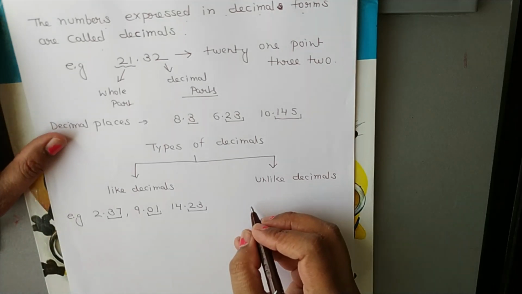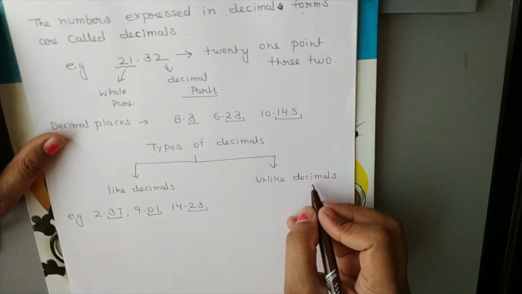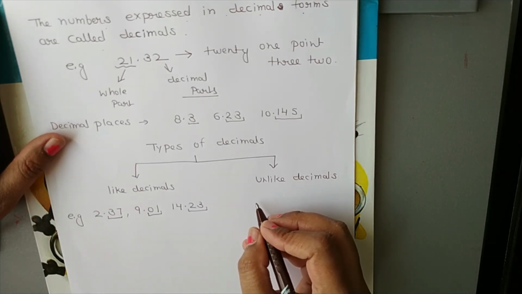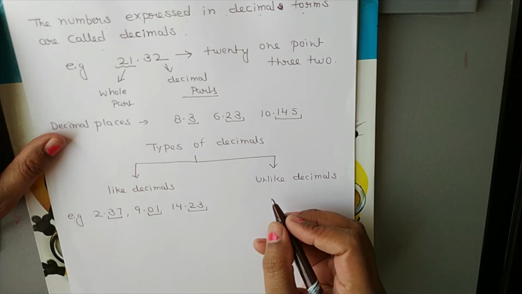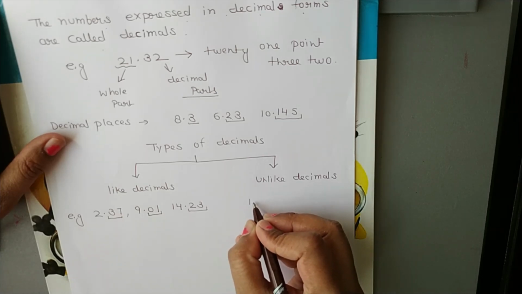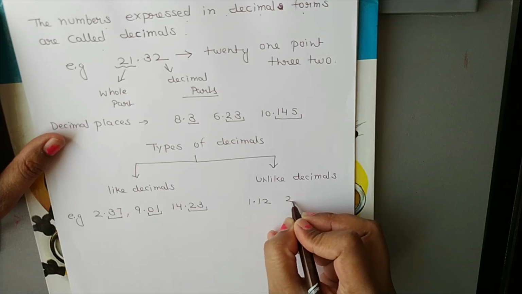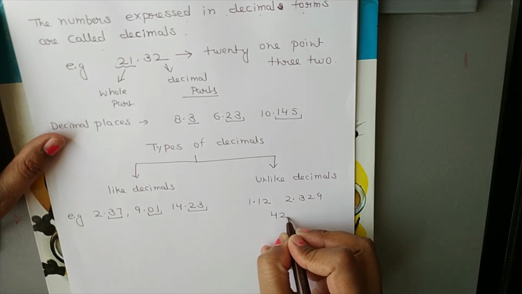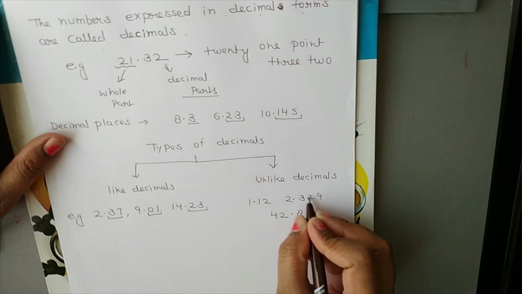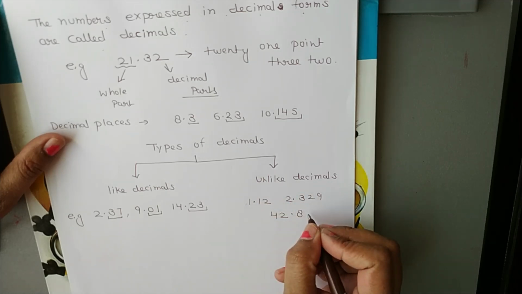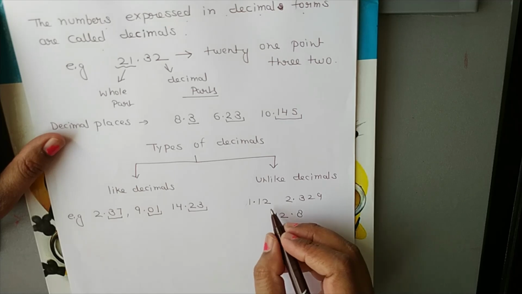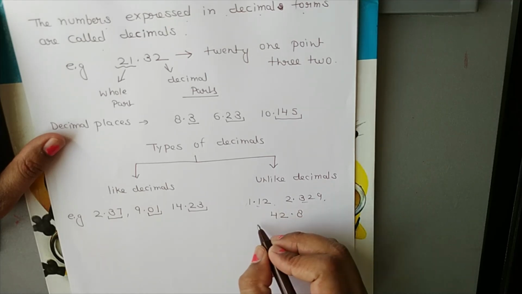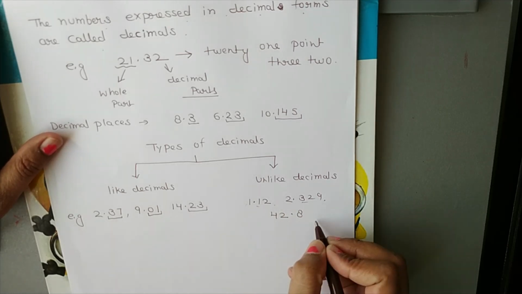Now what are unlike decimals? Decimals having a different number of decimal places. Suppose 1.12, 2.329 and 42.8. These are unlike decimals because they have 2, 3 and 1 decimal places respectively.